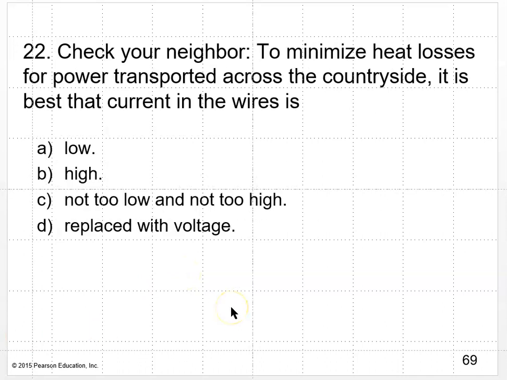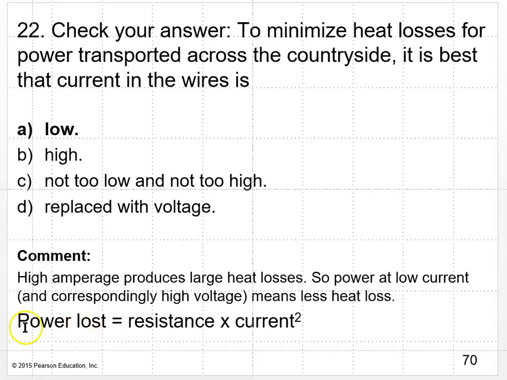To minimize heat losses for power transported across the country, it's best that the current be very low, because power loss is resistance times current squared. If you make it 1/10 of the current, you have 1/100th of the power lost.